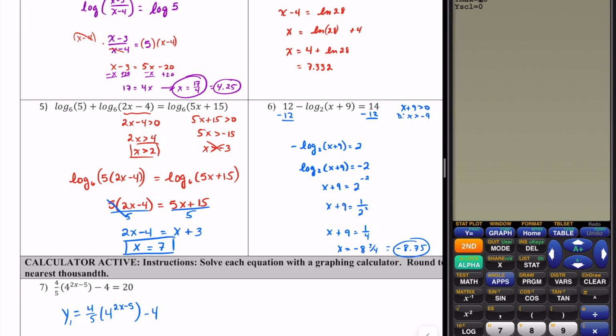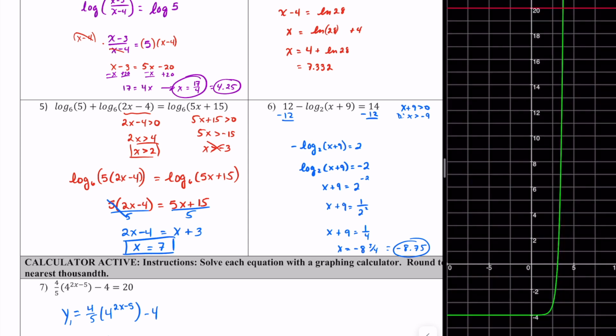And I can see the y value is 20, and I can read the x value at that point as well. Looks like we get that point of intersection. When y is 20, x is 3.726. So x equals 3.726, and we'll round that to 3.726. There we go. We just solved it with our graphing calculator.